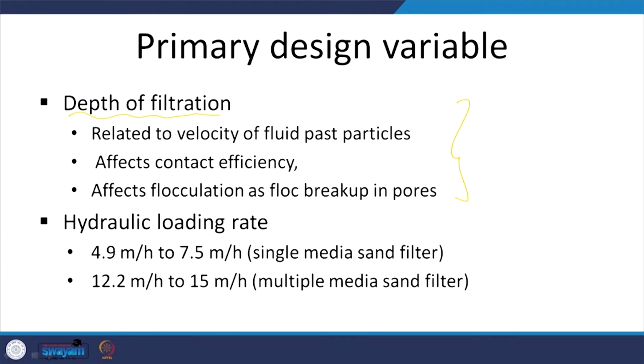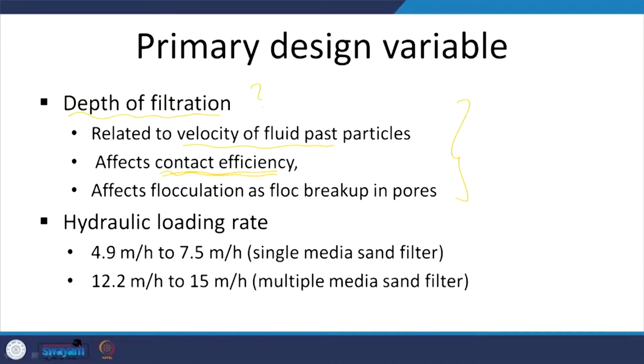So the first aspect is depth, right? What should the depth of the filtration be, and what does that depend upon? Obviously the velocity of fluid past the particles, or the filtration rate in a way. And why is that important? Because we looked at contacts, how many contacts and how many contacts are leading to removal. So it will affect the contact efficiency, and it will also affect flocculation, as floc breaks up if the speed is too high. So that is something to keep in mind. So depth of filtration will have to be taken into account. Well, here is one aspect, obviously.